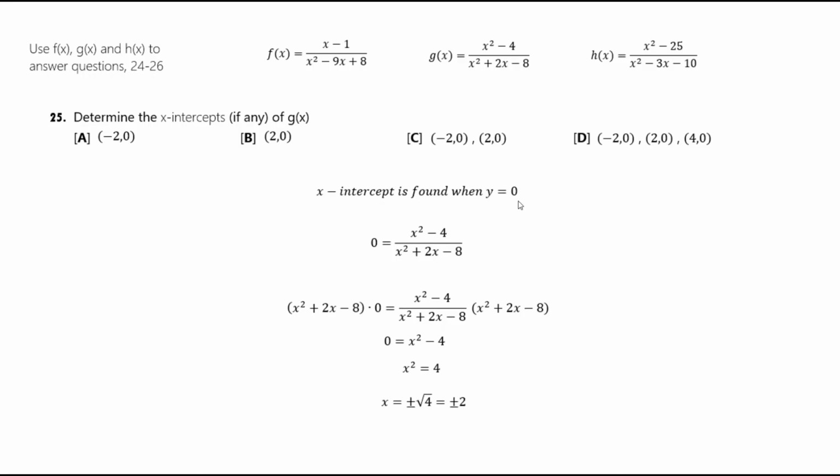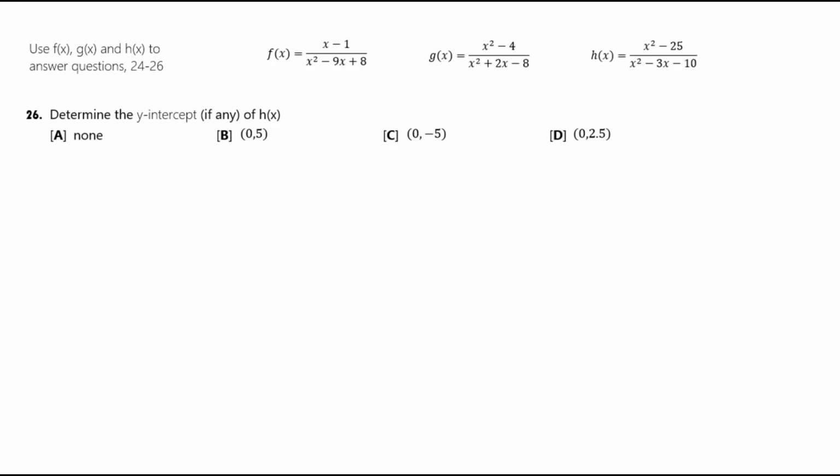Now we can take the square root. Remember that if you take the square root, you have two solutions. You have positive 2 and you have negative 2. That's because 2 times 2 is 4, but negative 2 times negative 2 is also 4. Therefore, you have two solutions. So the answer to this question is C, negative 2, 0, and 2, 0.